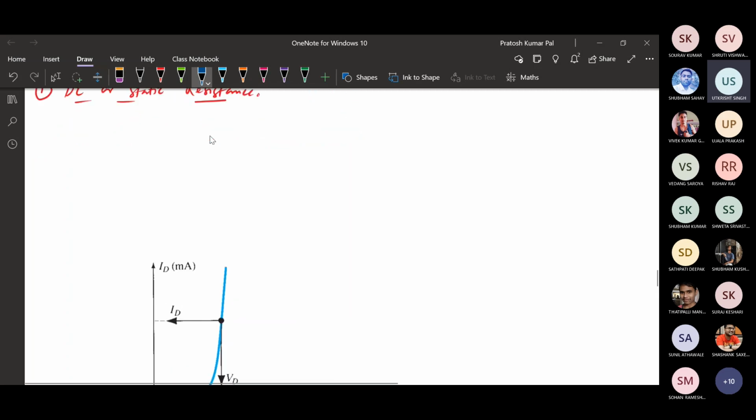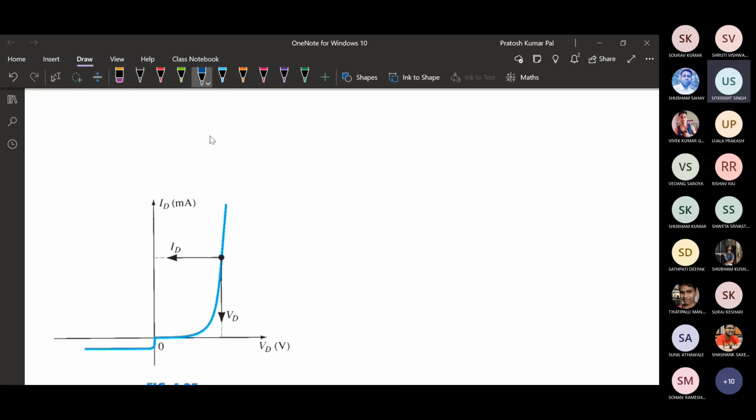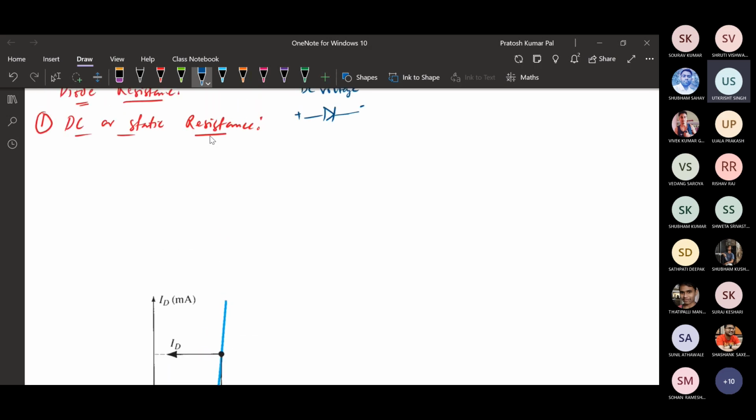So we can say from this curve, if this is the characteristic VD and ID, at a particular VD, at constant VD, the current ID will define the DC resistance. So the basic formula of DC resistance, RD or RDC, is: at a particular DC voltage VD, the current is ID, then the ratio of VD divided by ID will be given by your DC resistance.